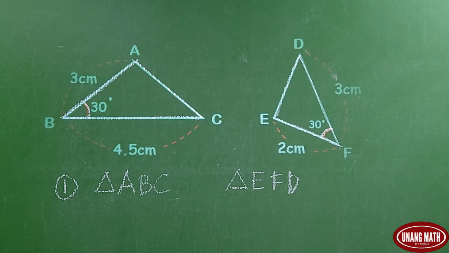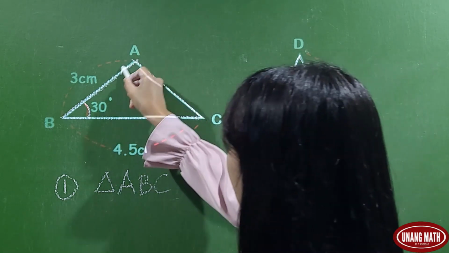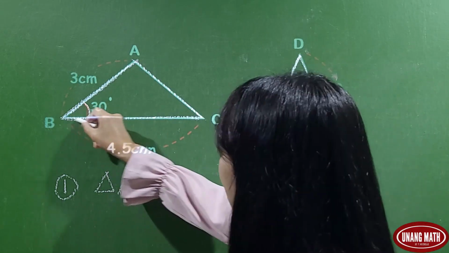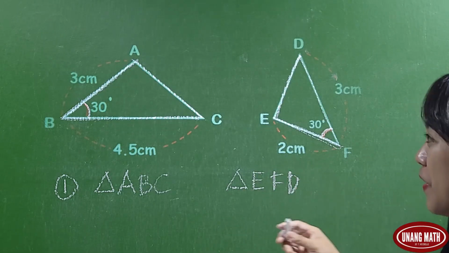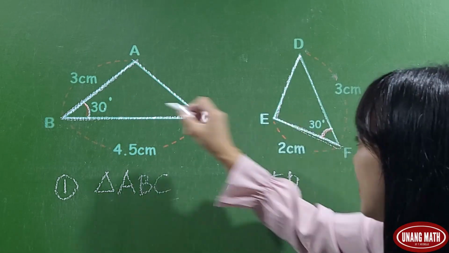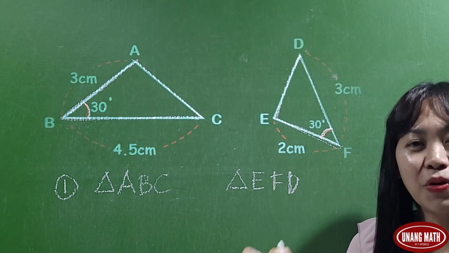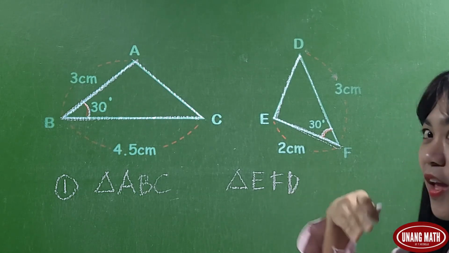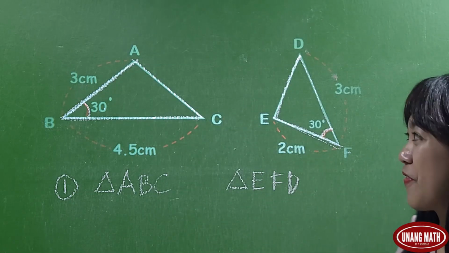Okay, now let's find out if the ratios of the two corresponding sides are equal. We already know that these two angles are equal. So let's find out the ratios of the lengths of the two corresponding sides. If they're equal, then it means these two triangles are similar figures.